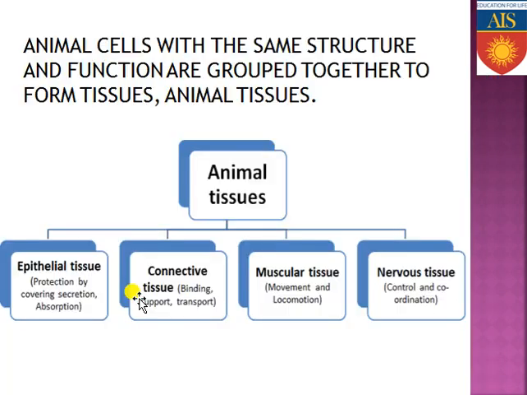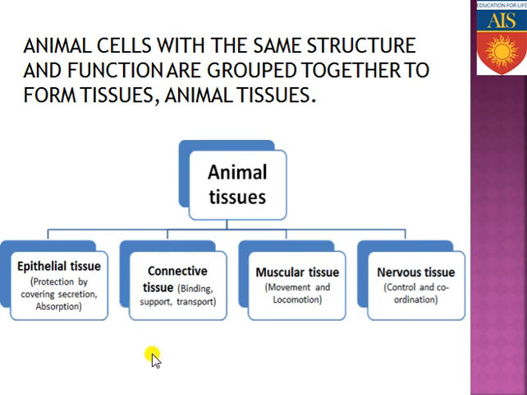Now we are entering into the animal tissues. Specifically, animal tissue means the various kinds of cells which are present within the animal body. Those are constituting the tissues, and these tissues are actually of 4 different types. You can see in the slide: epithelial tissue, connective tissue, muscular tissue and nervous tissue.